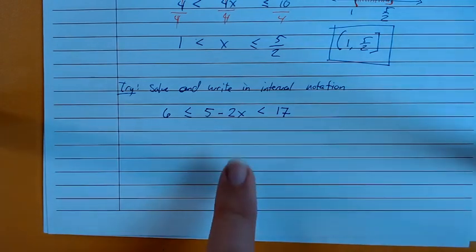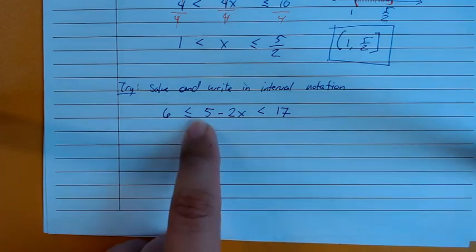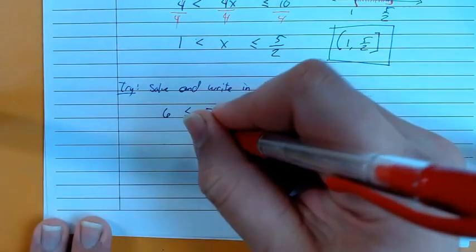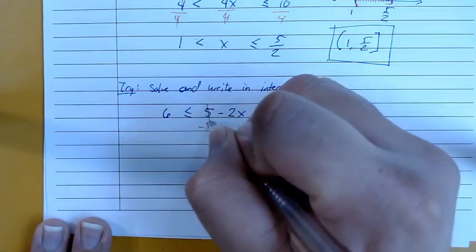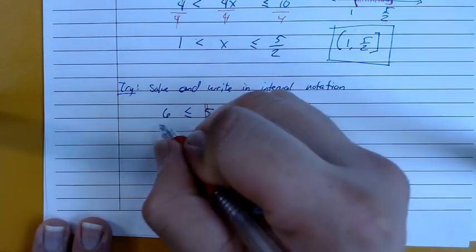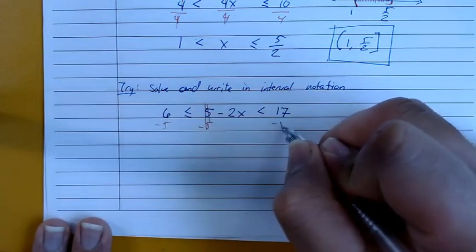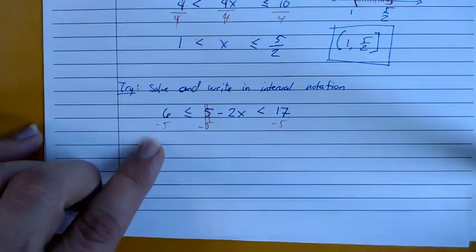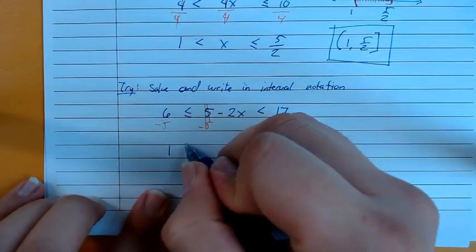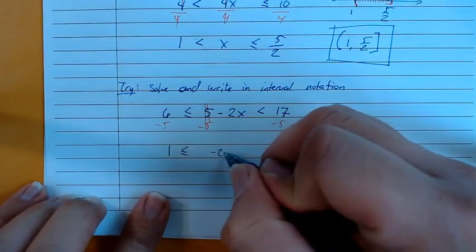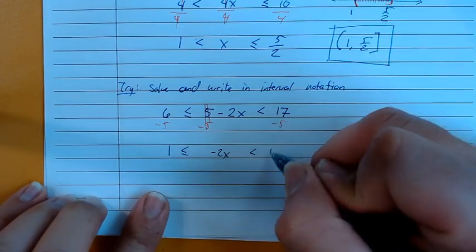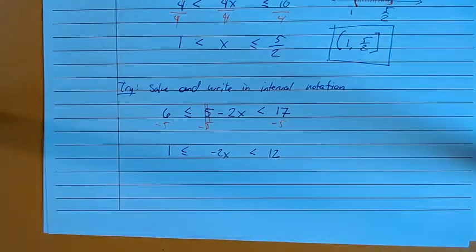All right, so we're trying to isolate our x. So let's start by getting rid of that 5. If I subtract 5 here, 5 minus 5 is 0, that goes away. But whatever I do on one side, I have to do on all sides. All right, so that's now the number 1, less than or equal to negative 2x, is less than 12. 17 minus 5 will give me 12.